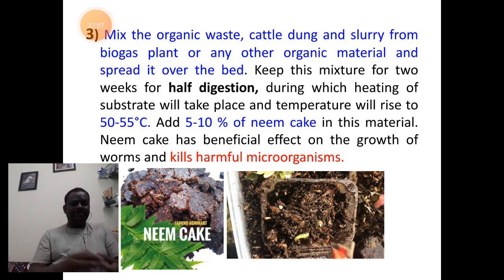There occur certain processes. The temperature of the bed rises to 50 to 55 degrees centigrade. And at this step, we add 5 to 10% of neem cake material, which is formed by grinding neem leaves and neem fruits, etc. So this neem cake will kill all the harmful microorganisms that will affect the growth of earthworms in the given container area.